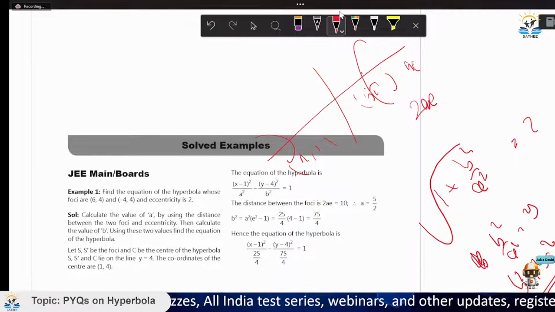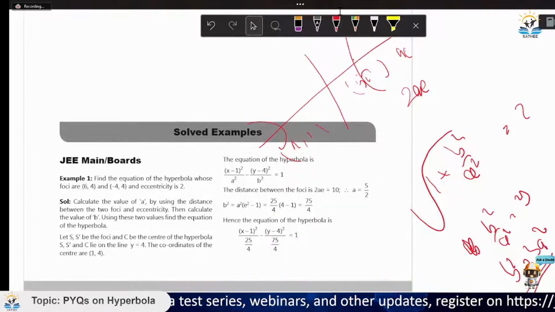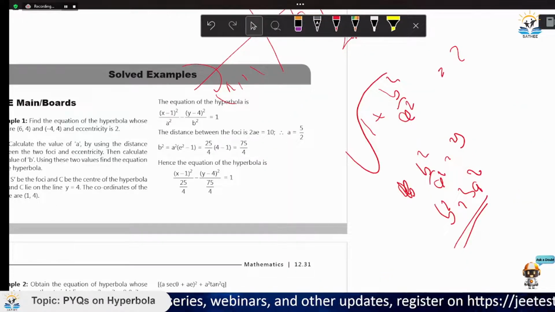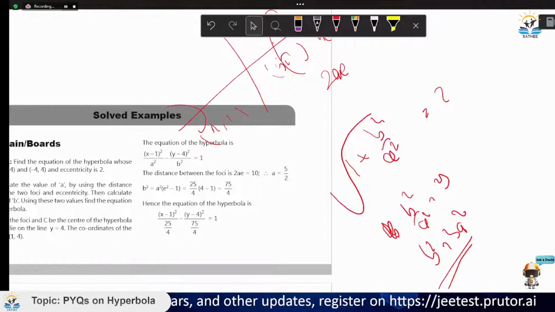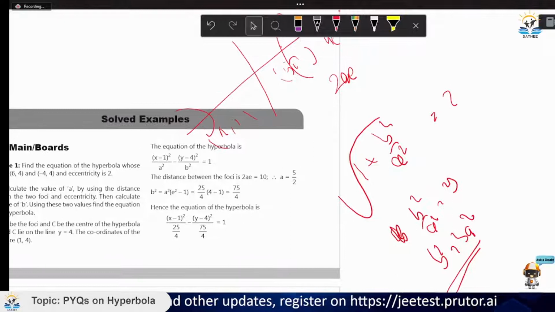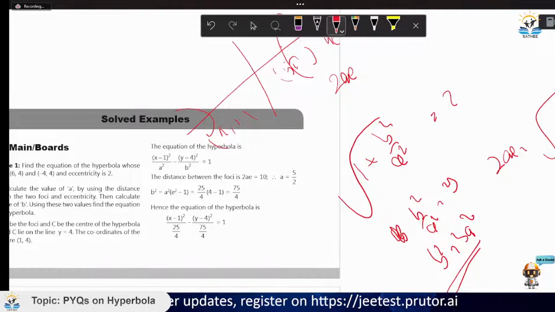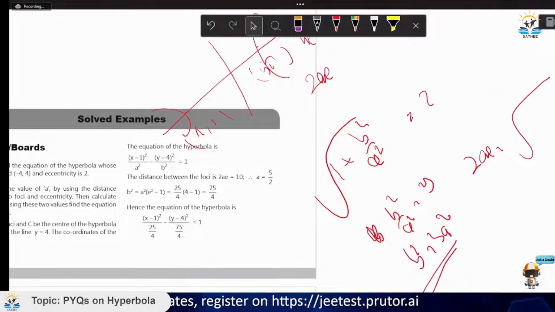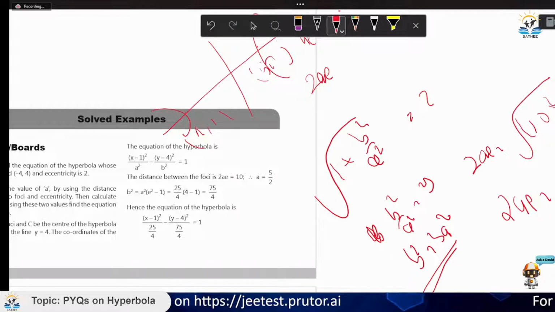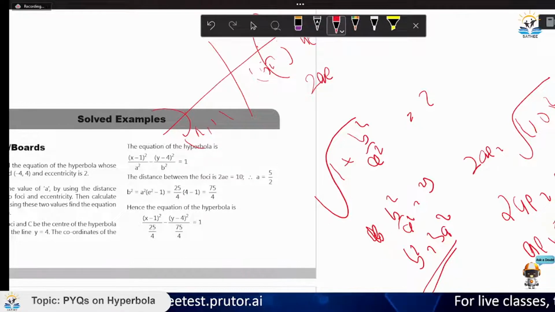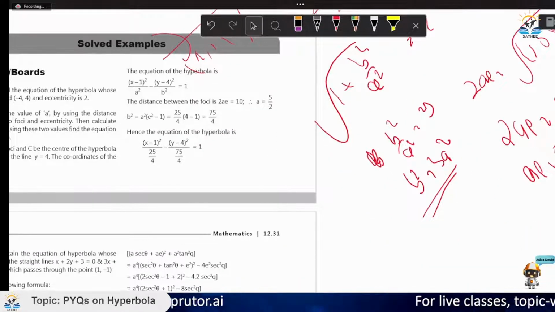So we have gotten the relationship between b square and a square. Now to get one more equation from the distance between the foci, we know 2ae is equal to root of 10 square, so that gives me 10. So 2ae becomes 10 and ae becomes 5. We already know e is 2, so a becomes 5 by 2.